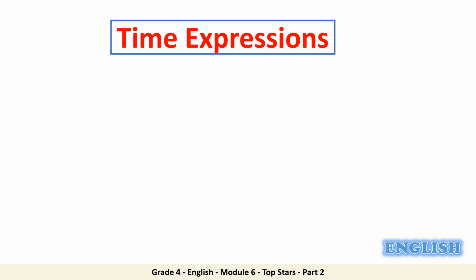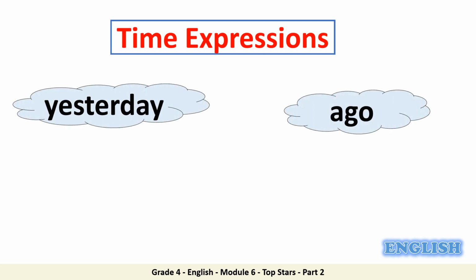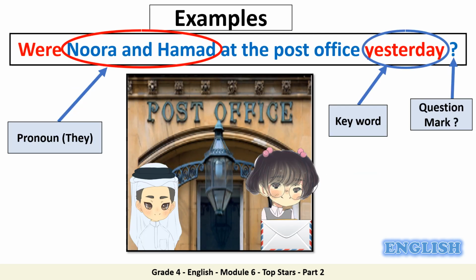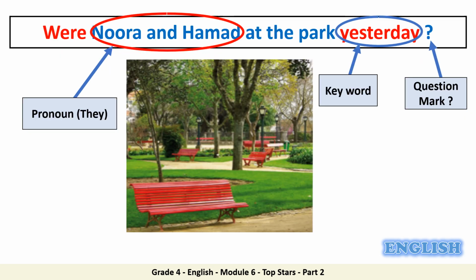And the time expressions or the keywords here are the same because we are still talking about the past. Yesterday, ago, last, and in the past. Let's have some examples. Were Noora and Hamad at the post office yesterday? Were Noora and Hamad at the park yesterday?